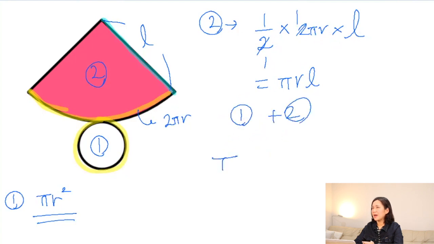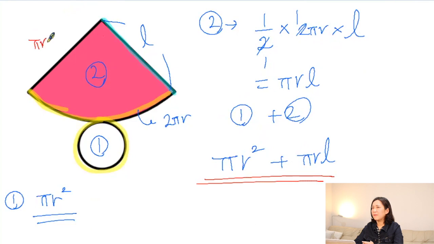Then let's simplify our expression. So it's divided by 2, and what we can come up with is pi r L. Now we can say that the formula for the surface area of the cone will be pi r squared plus pi r L.